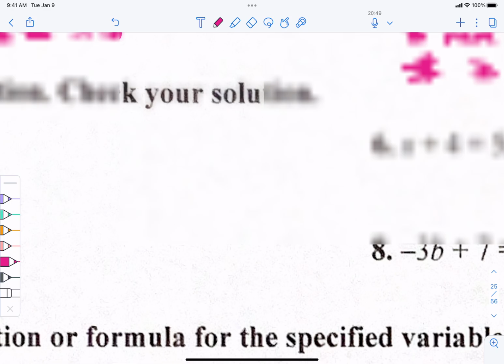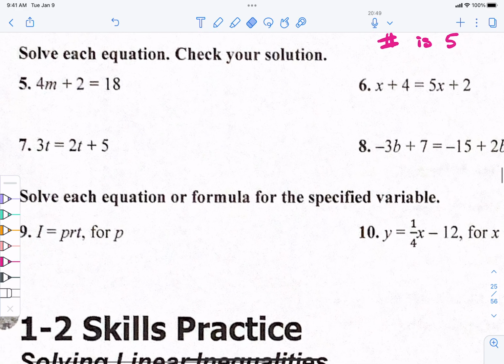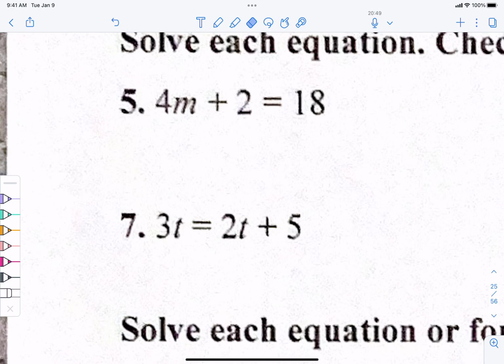All right. Out of 5, 6, 7, 8: 5 and 7 are similar, 6 and 8 are similar. Do you want to do two of them or just one? Out of that section, two of them. 5 and 7. Which one? 7. Does 7 look tricky? Okay. Now, ultimately, you're trying to get the t by itself, right? I have 2 t's, so that means we have to get them together.